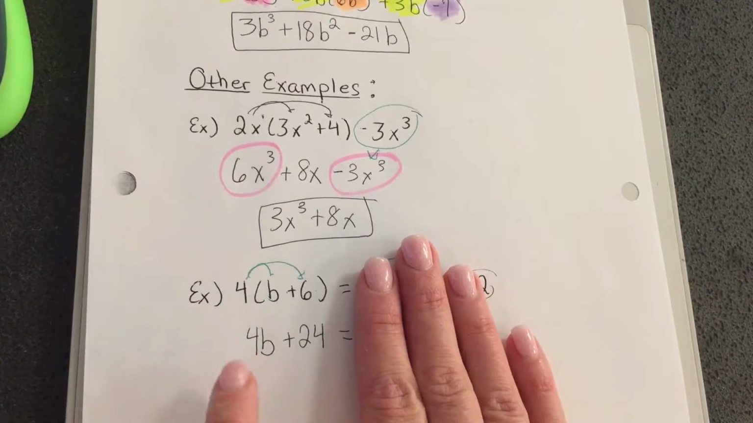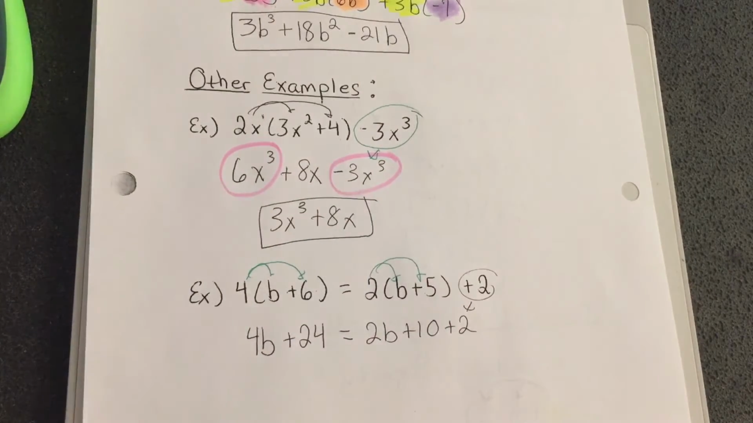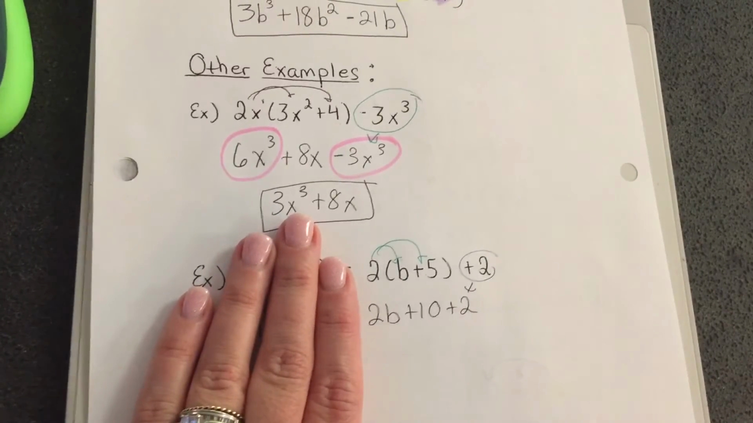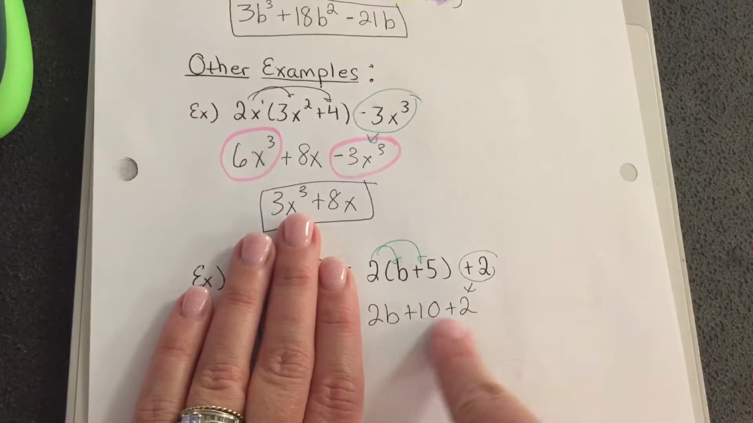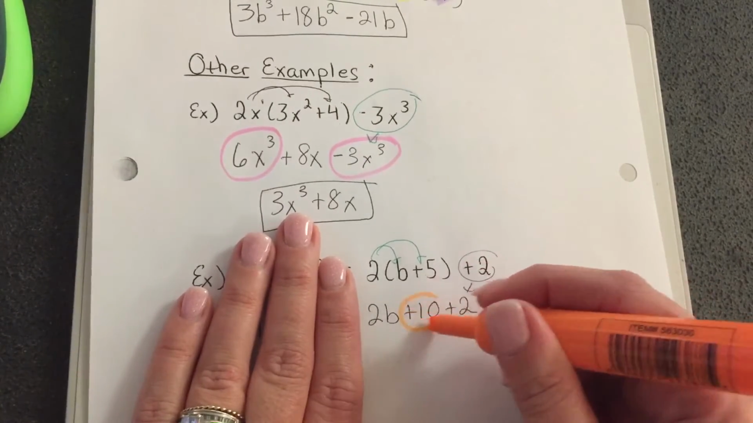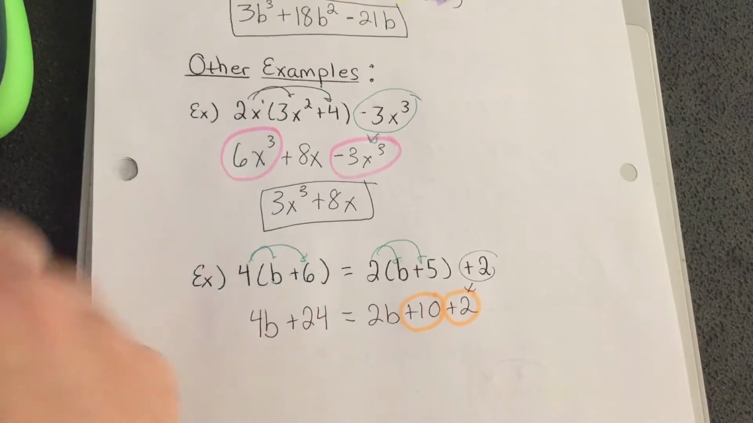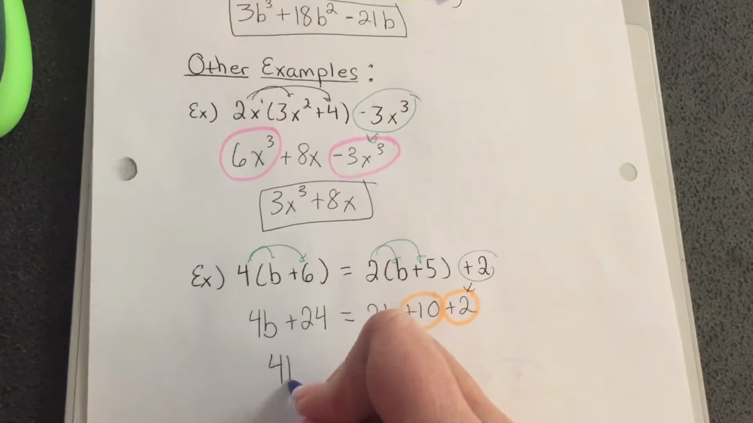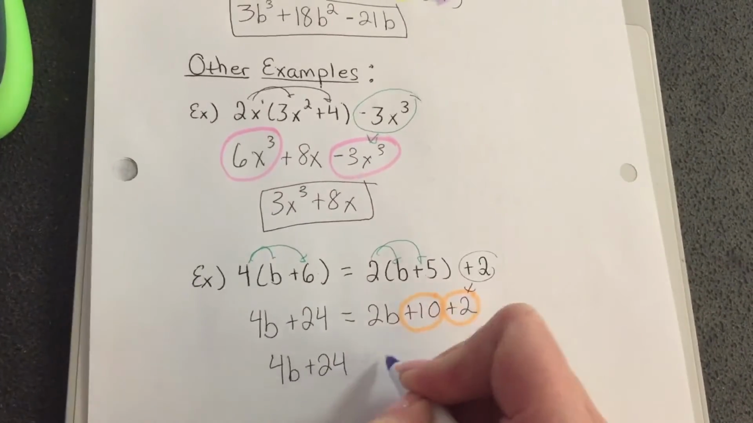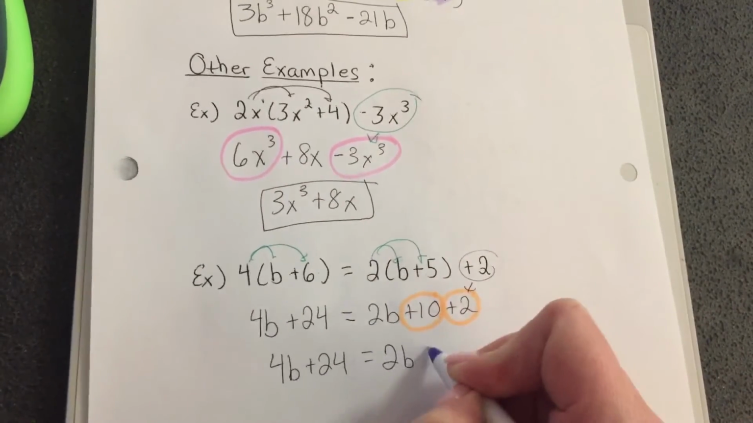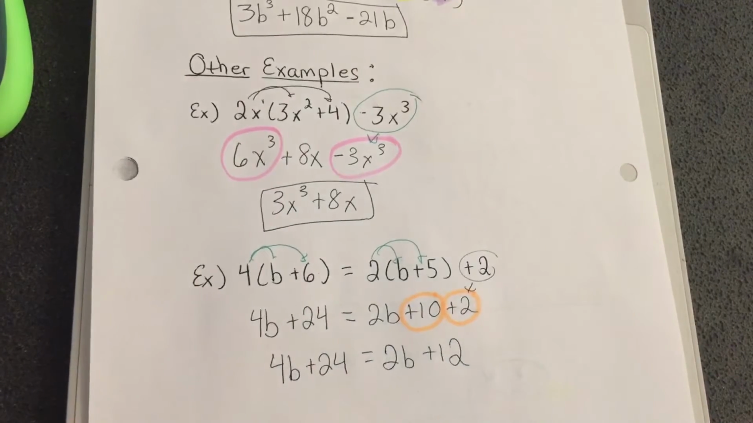We look at the left side. I have a b and I have a constant, so I can't combine anything on that side. Look at the right side. I have a b term, a constant, and a constant. So that means I can combine those numbers. So we have 4b plus 24 equals 2b plus 12.